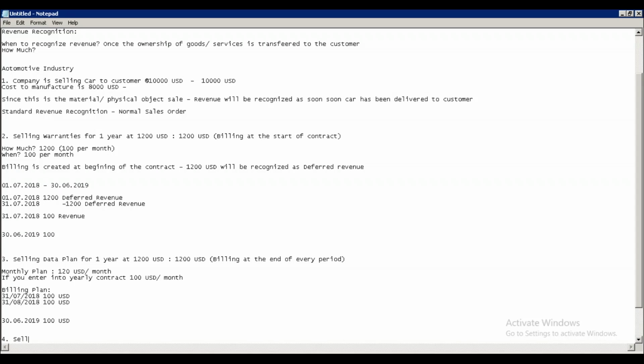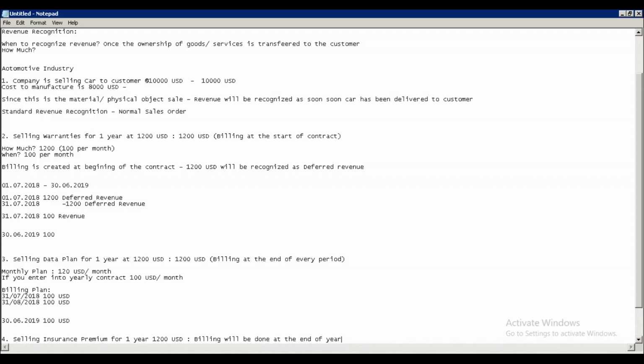Okay, so you are selling, let's say, a data plan, warranty, or insurance premium, whatever you want. Say you are selling the insurance premium for 1 year. Again, let's keep the same amount, 1200 USD. But this time, billing will be done at the end of the year. So you are only required to pay the amount after the year is completed.